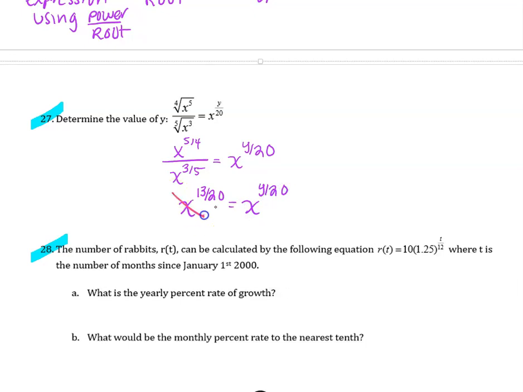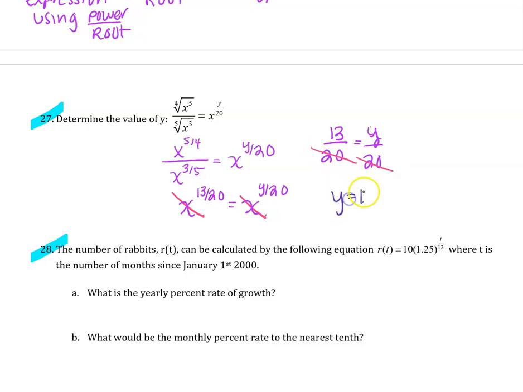Now, since the bases are the same, we can ignore them, so here's where we're at right now. I'm solving the exponents. Now you could cross multiply and solve, or just recognize that these denominators are the same, so y must equal 13. And that would be your final answer.